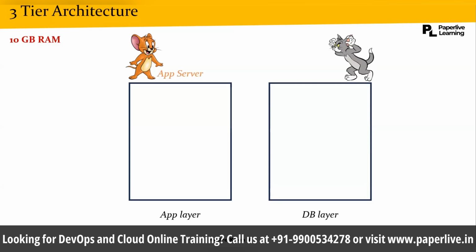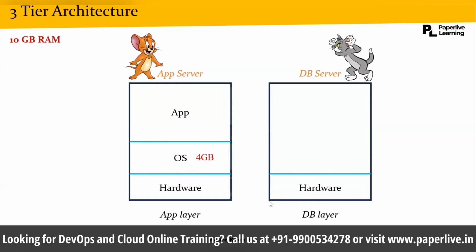Now, for any server, what will be there, sir? Hardware components will be there. Operating system will be there. Application will be there. For app layer, separate hardware components, separate operating system with separate capacity. Application will be launched on the application layer. And then for database also, hardware components will be there, a separate operating system with separate capacity. On top of it, we are going to host the database.